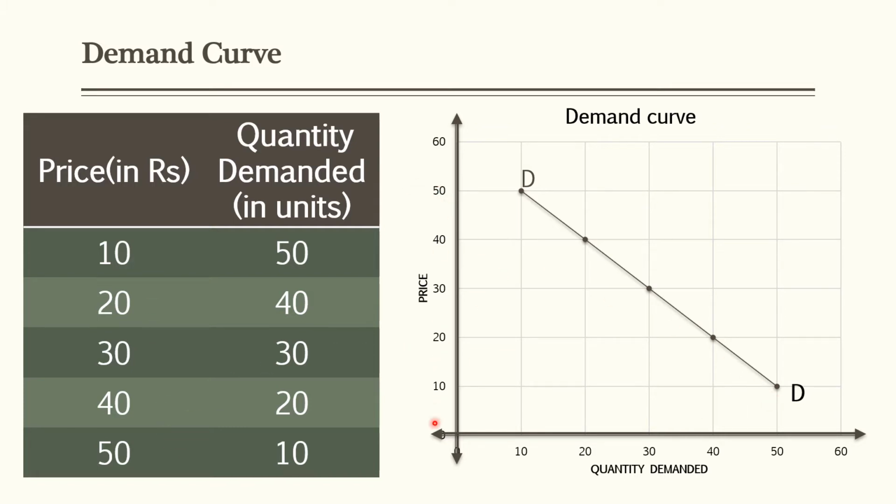As we can see, as the price falls from rupees 50 to rupees 10, quantity demanded extends from 10 units to 50 units. And as price rises from rupees 10 to rupees 50, quantity demanded falls from 50 units to 10 units.